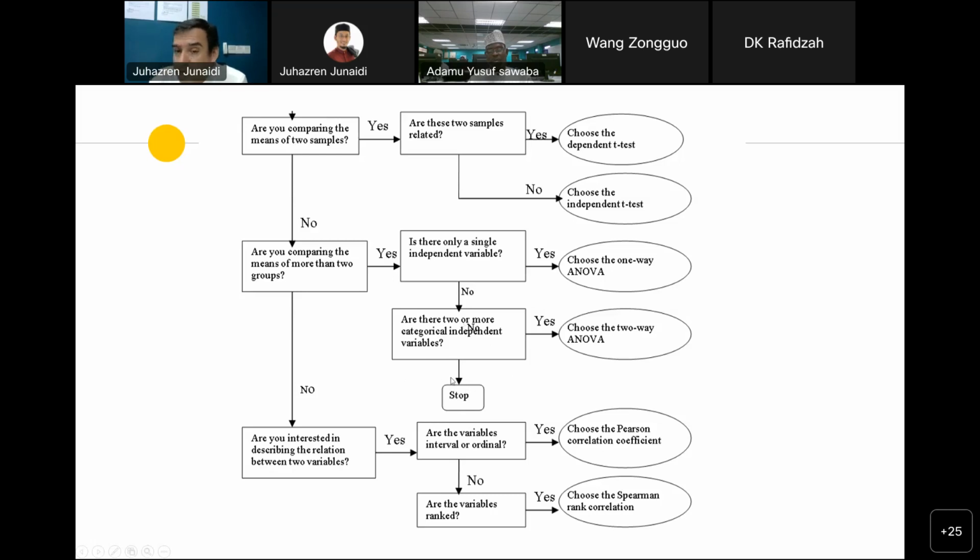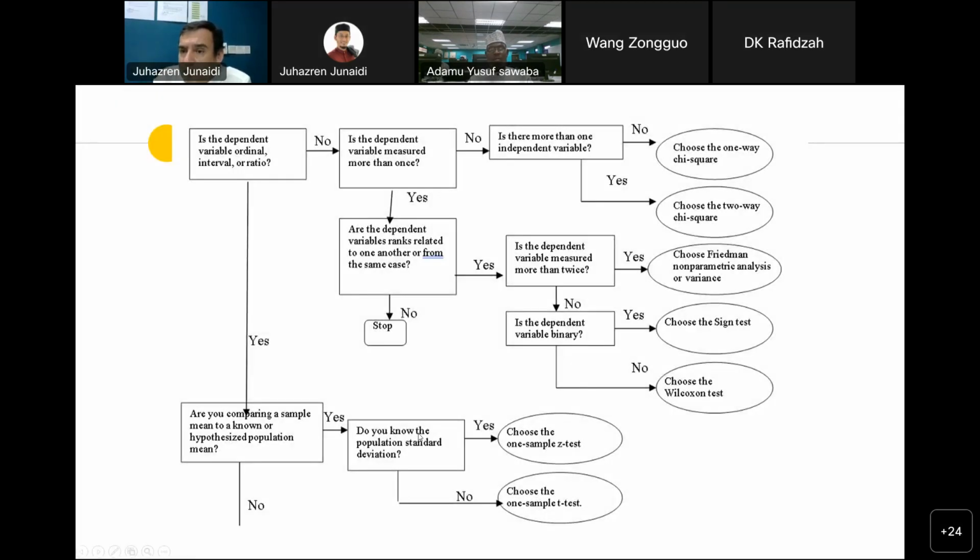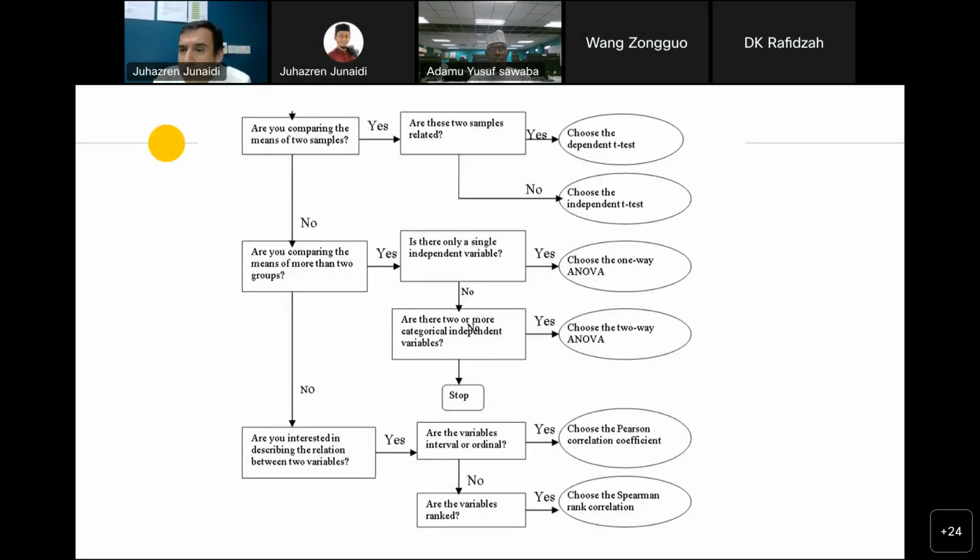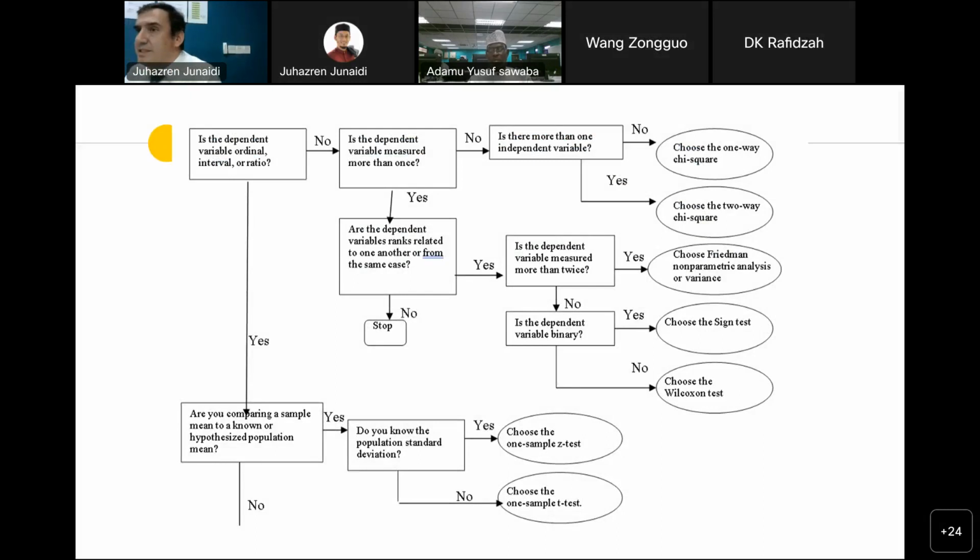Are you interested in describing the relationship between the two variables? If yes, are the variables interval or ordinal? If so, you can use the Pearson correlation. If not, choose the Spearman rank correlation. So this is the algorithm that you might use for selecting the correct type of test for your data.